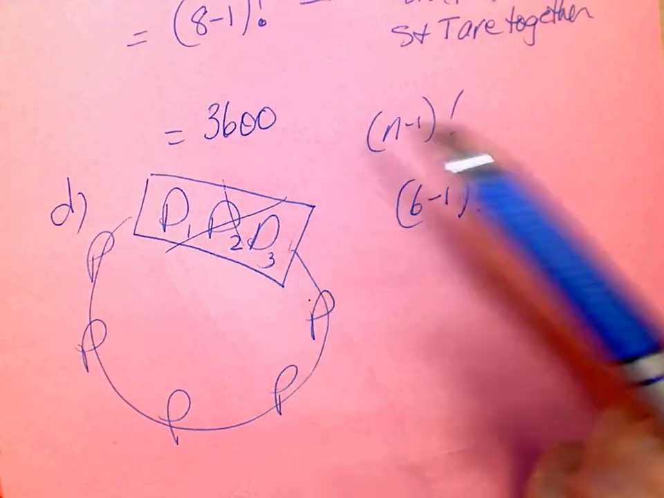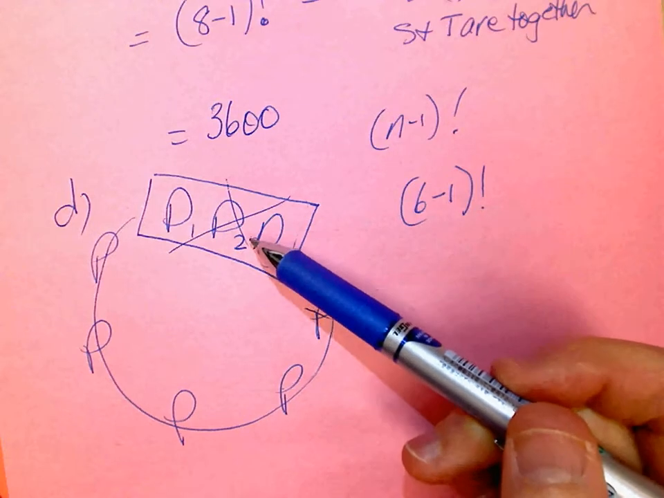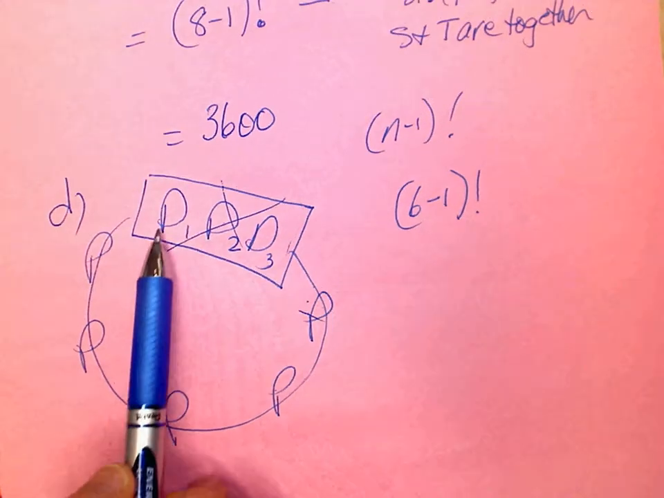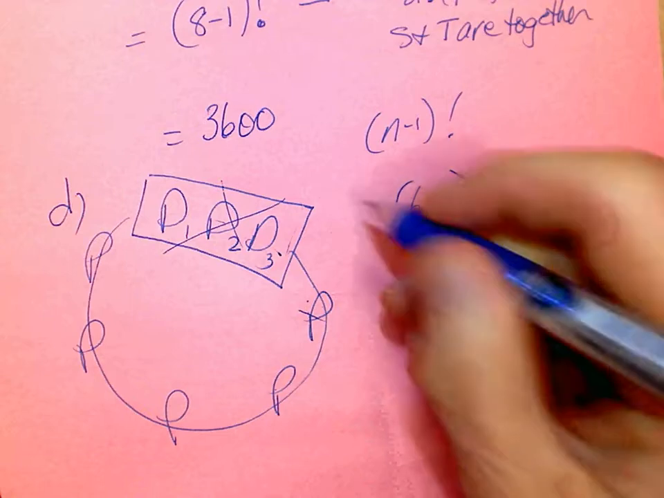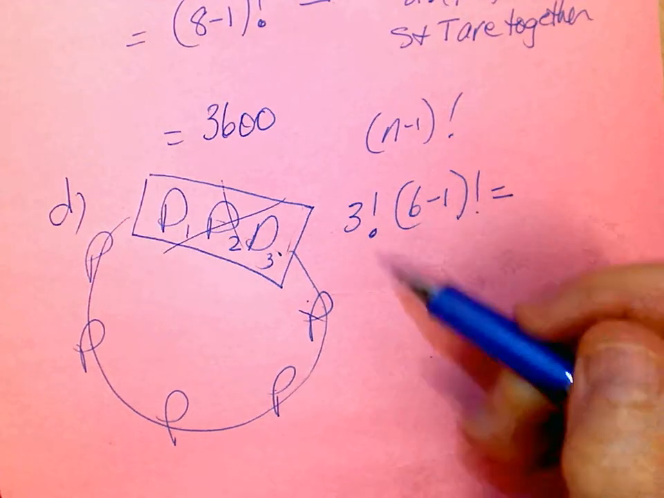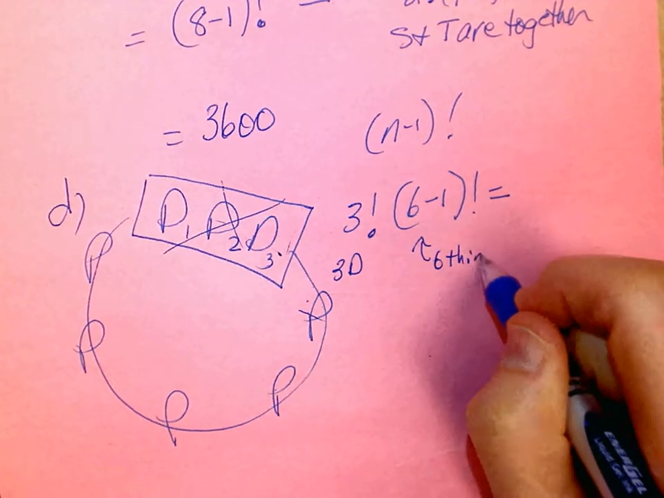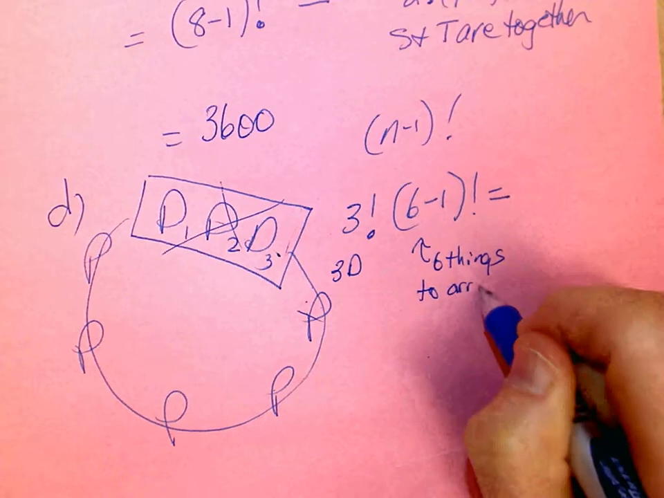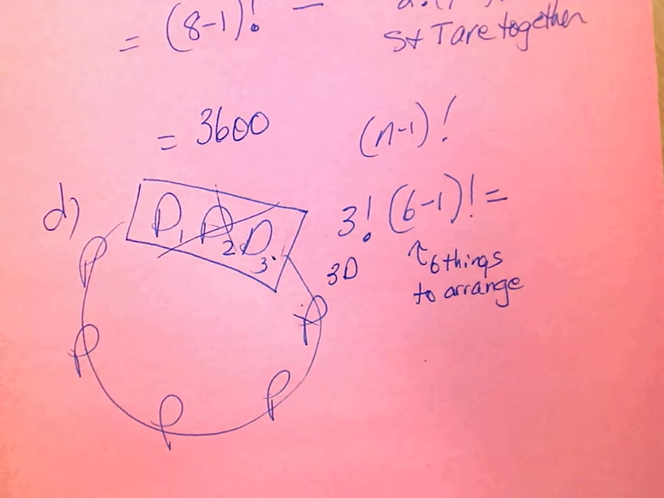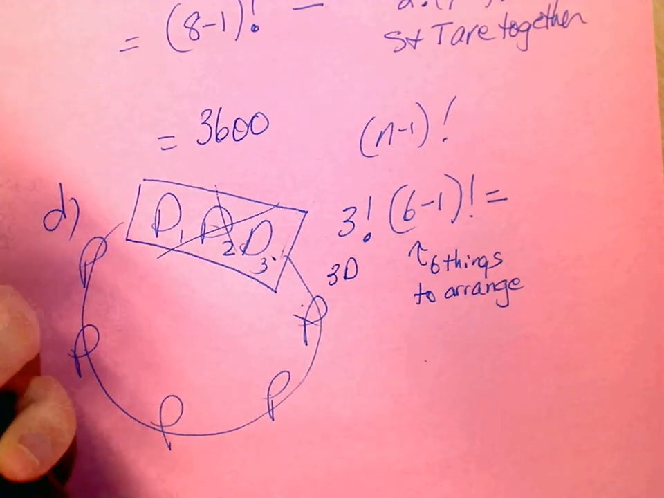I could have done it around this person. It doesn't matter. But you're fixing an item and then you're arranging relative to that item. But you know, if there's three directors together, there's 3 factorial ways of arranging them. So here are your 3 directors and you're arranging 6 groupings of people, and then we will end up with 3 factorial, which is 6, times 6 minus 1 factorial, which is 5 factorial, and we get 720.